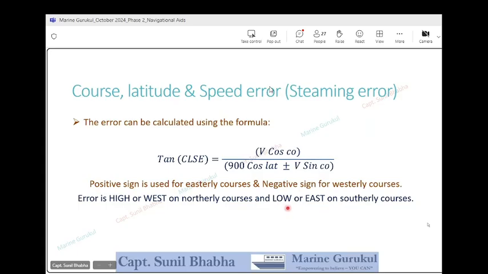Now be careful when you are applying this formula. The easterly or westerly component of the course decides whether we will be having a plus or minus sign here in the denominator, whereas the north and south component of the course decides the sign of the error, whether the error is going to be high or low.